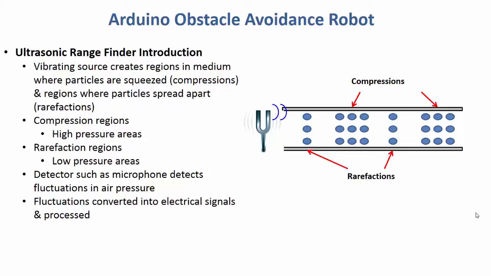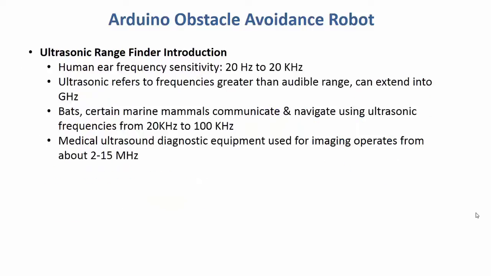So if you use a detector such as a microphone, it will detect the fluctuations in air pressure, and we would take these fluctuations, convert them into electrical signals, and then process them.